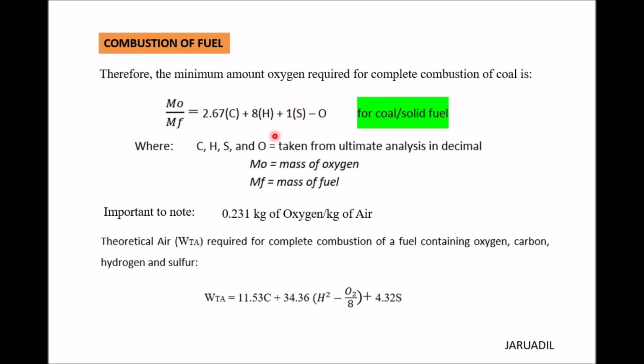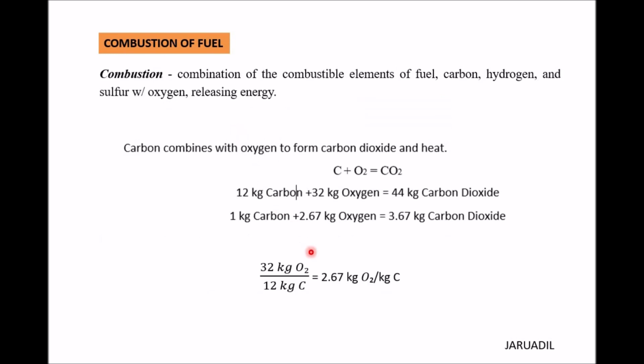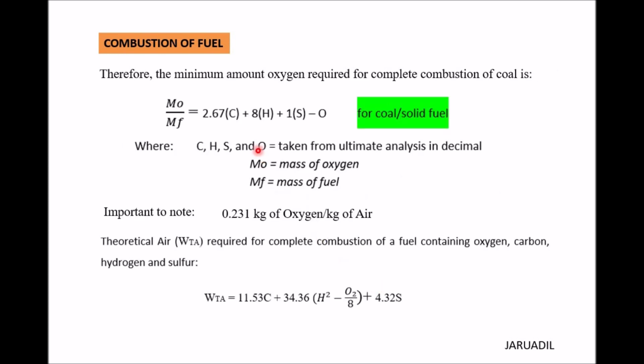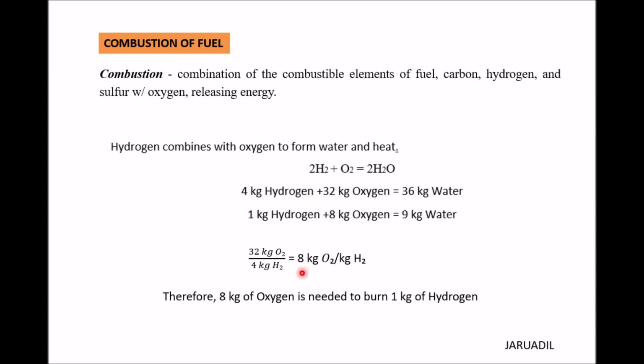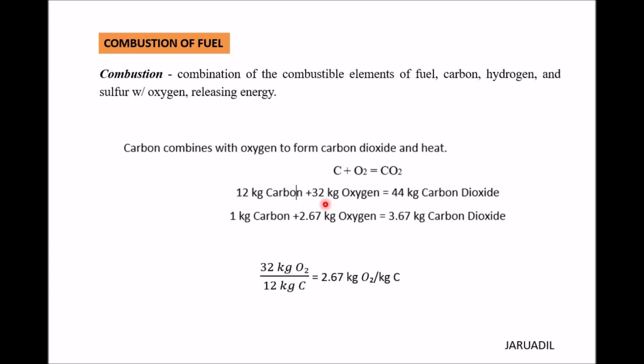So the only combustible components of coal are these three: carbon, hydrogen, and sulfur. So the mass of oxygen per mass of the fuel, this is coal, is now 2.67 C. Where do we get that? Ito yan, 2.67 kilogram of oxygen plus 8. Ito yan, 8 kilogram of oxygen per kilogram of hydrogen.